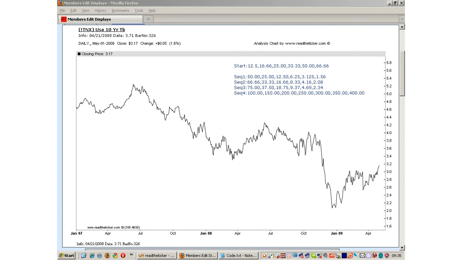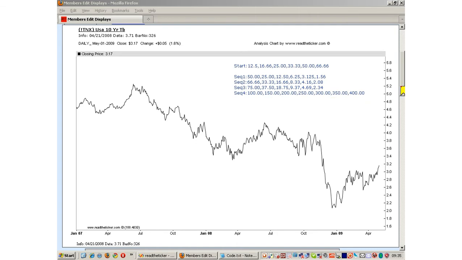So how do we know which series to apply? Well, we have to go fishing in trial and error. I start off with 12.5, 16.6, 25, 33, 50 and 60.6, which is a combination of the ratios out of sequence 1 and sequence 2, because 50 and 66 are the most common areas where price will reverse.